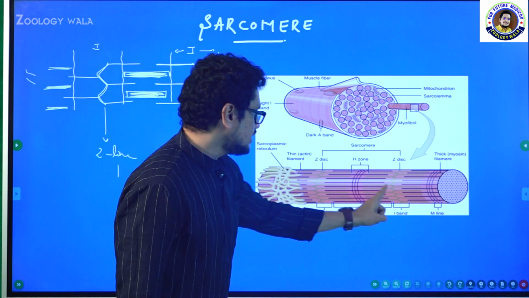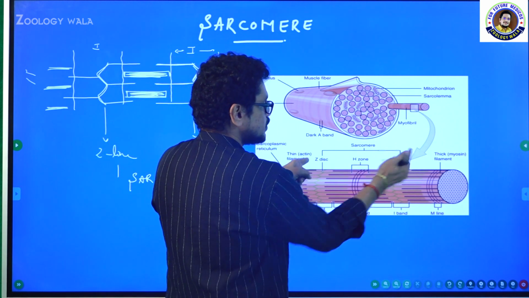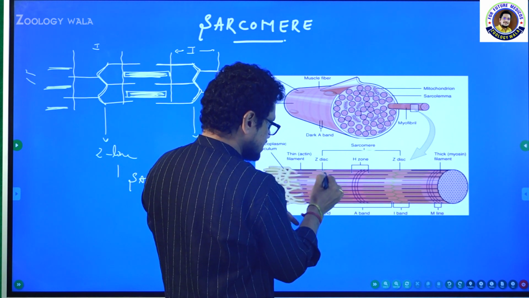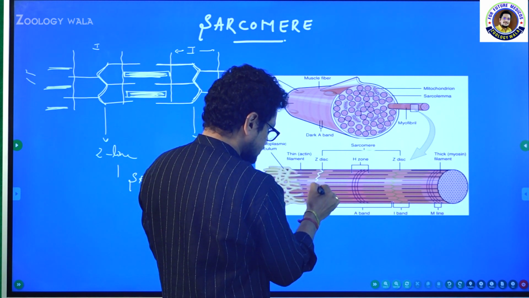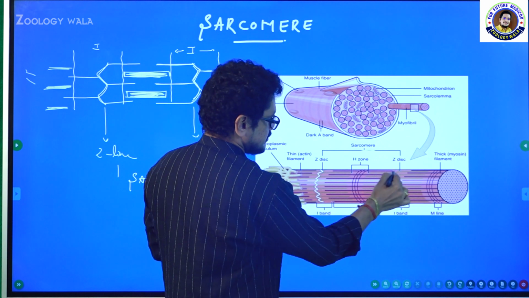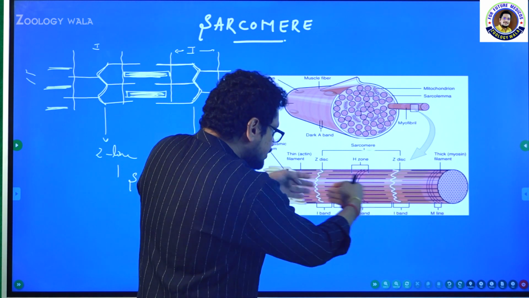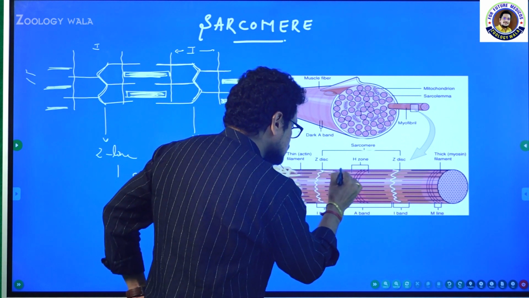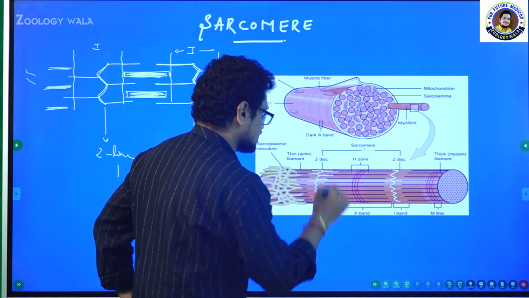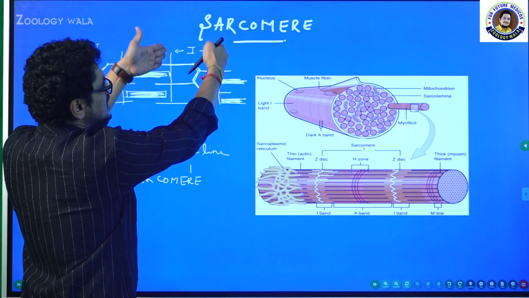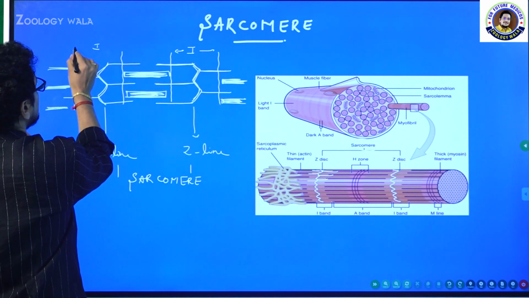See, this is the Z line, and this is the Z line. The distance between two successive Z lines is the sarcomere. And to these Z lines, as I just mentioned, the thin filaments are attached like this. The place where only thin filaments are present is called the I band.